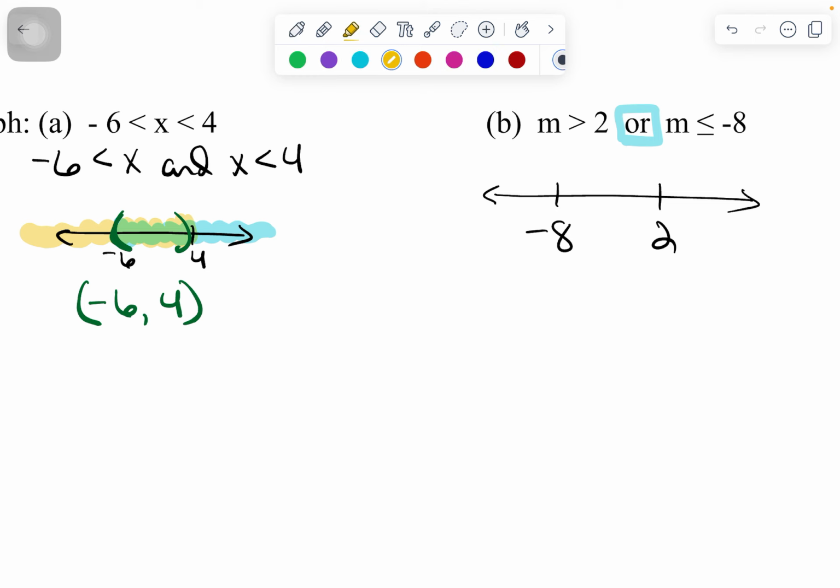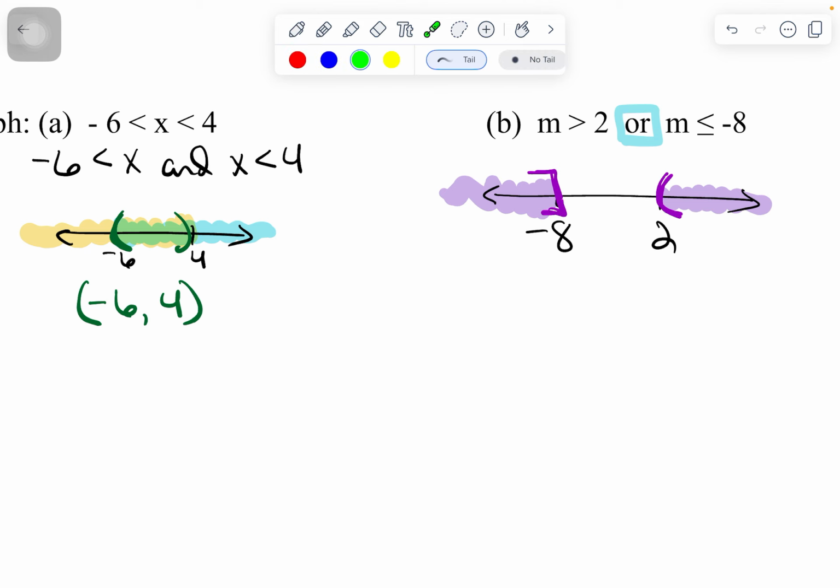So from +2, I want to pick m is greater than 2. So from 2, I'm going for values greater than 2. And I'll go ahead and use a parentheses there. And then for m is less than or equal to -8, I want to go from -8 to the left. Let me actually get back to my highlighter here. There we go. Shade to the left. And that I'm going to use a bracket on because there is an equal to component to that inequality.